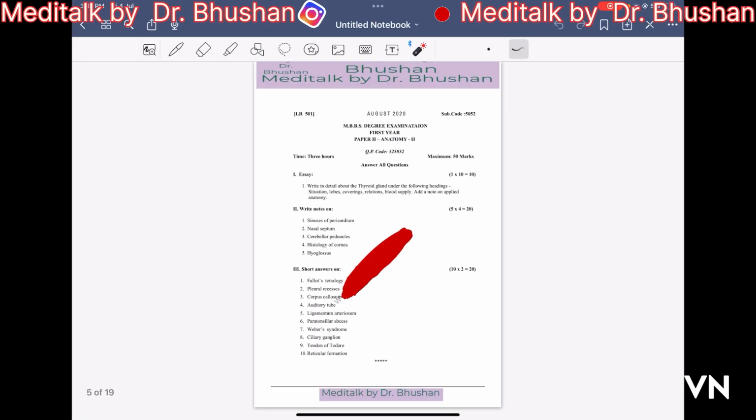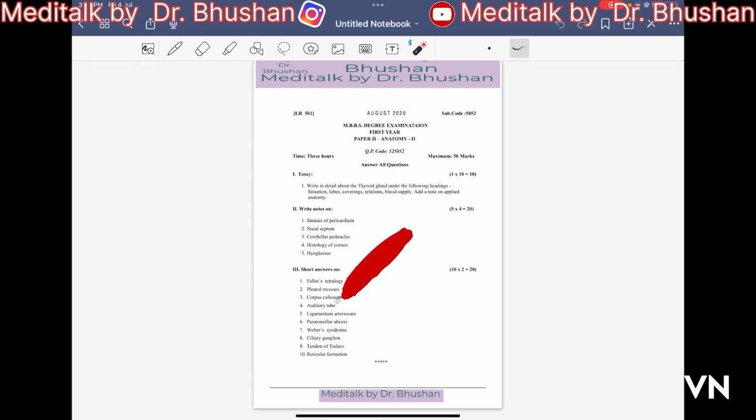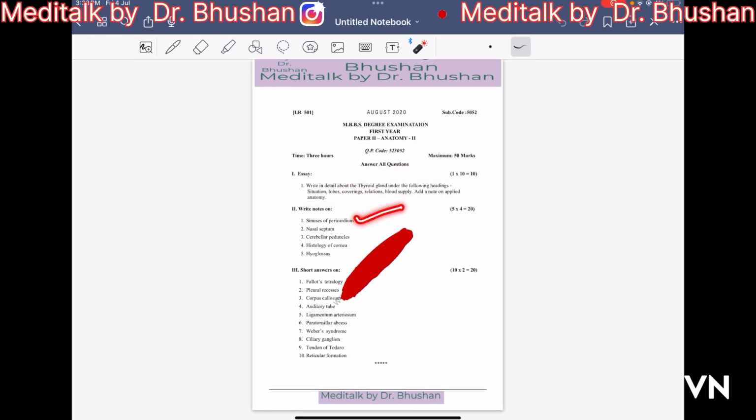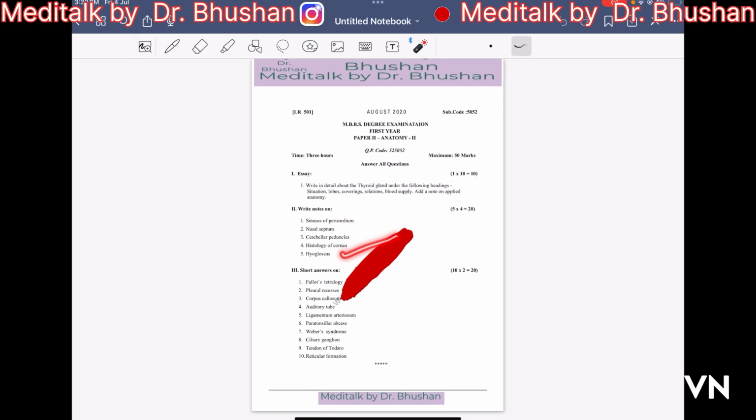2020 second paper anatomy. Essay question: write in detail about thyroid gland under the following headings: situation, lobes, covering, relations, blood supply. Add a note on applied anatomy. This is asking about the thyroid gland for the 10 marks. Second is sinus of pericardium, nasal septum, cerebral peduncle, histology of cornea and hyoglossus.